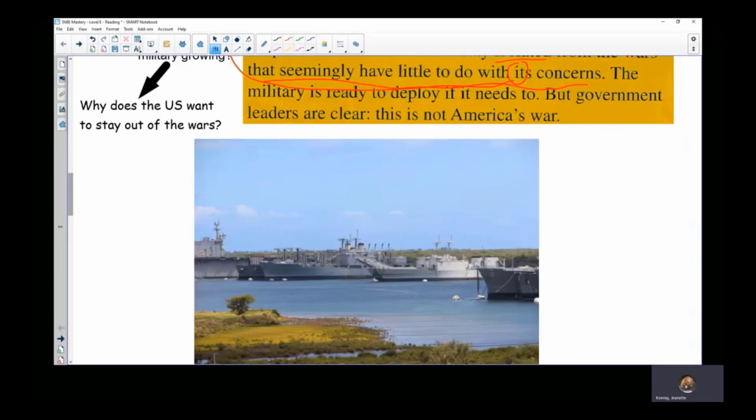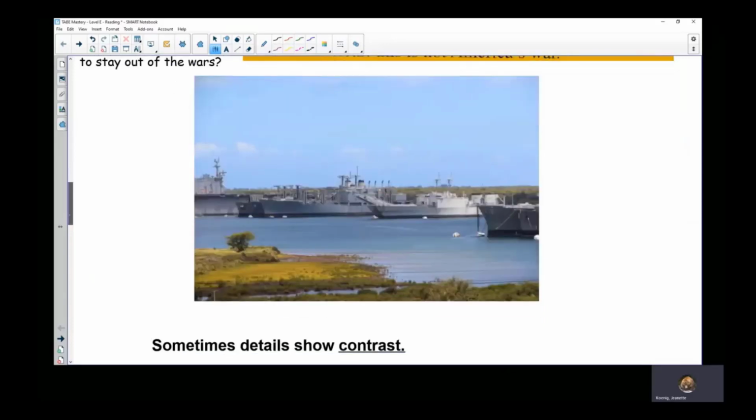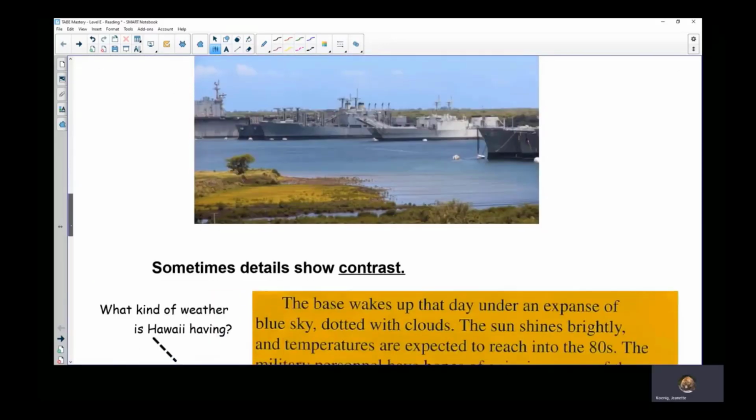But this gives you kind of a picture of what it looked like in Pearl Harbor. Is anything really big going on here? No. No explosions. It's just very peaceful. Nothing much happening. All right.